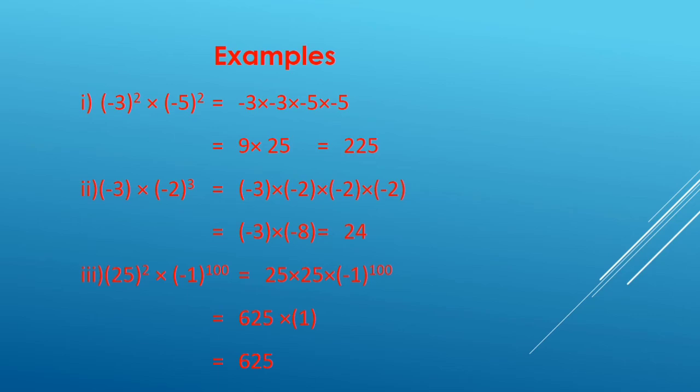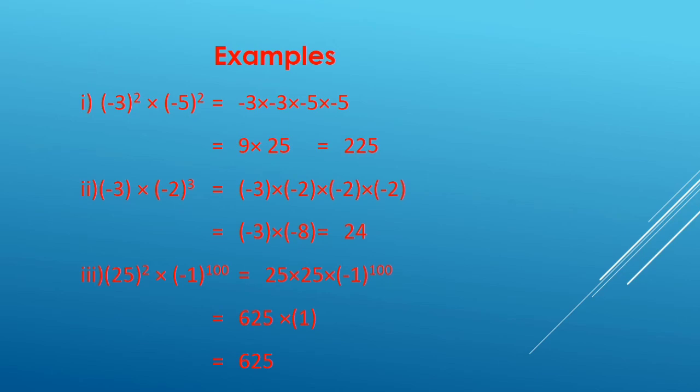Here 25 into 25 is 625 and we cannot write minus 1 100 times. Therefore, we have to apply the rule of odd power or even power. Here we have a negative number to the power 100. That means the power is even. Therefore, we will get the result as positive.